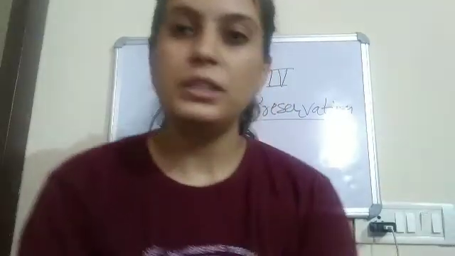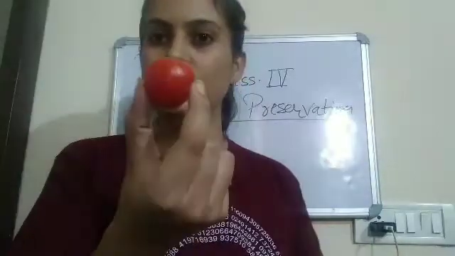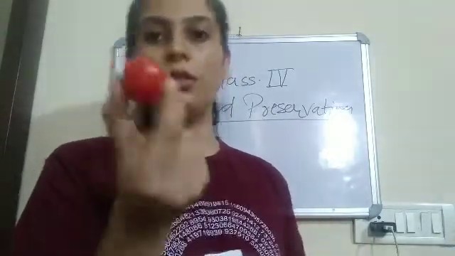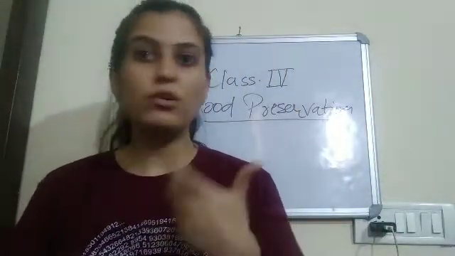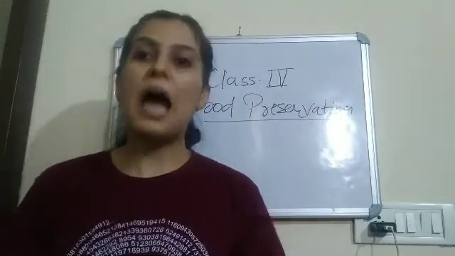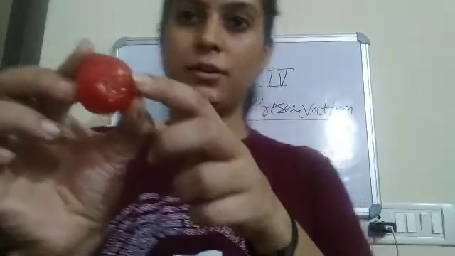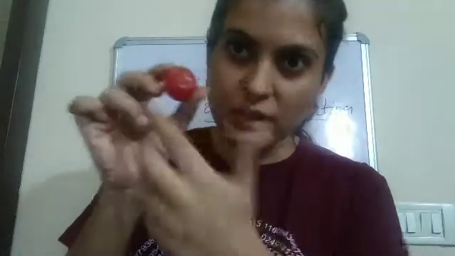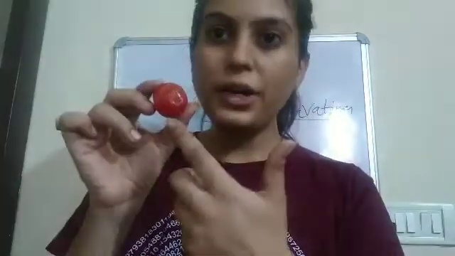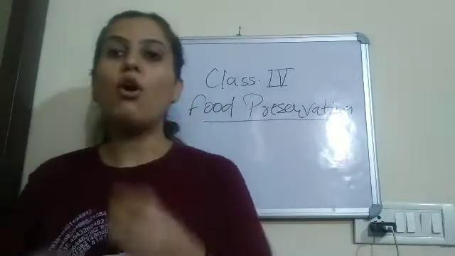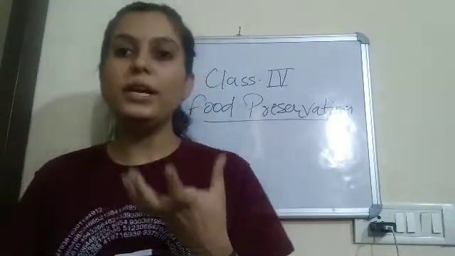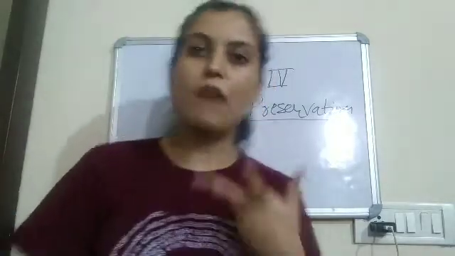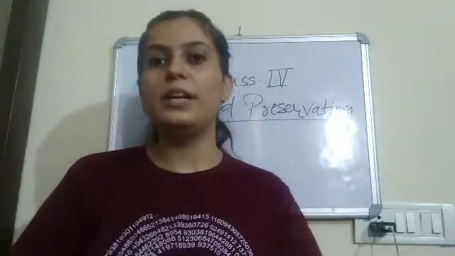For example, this is a healthy tomato. You can eat this tomato. This is a fresh tomato. But after 2 or 3 days, when you have not put it into the refrigerator, see this part. You cannot eat this part. So this is your spoiling. This part has been spoiled. This is called spoiling of food. The food which cannot be eaten after some days is called spoiled food.